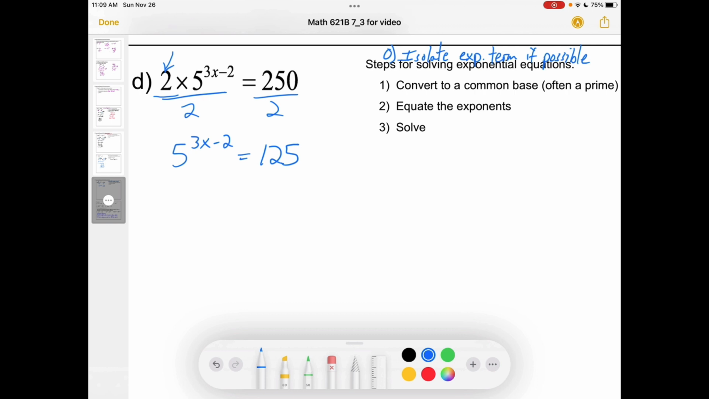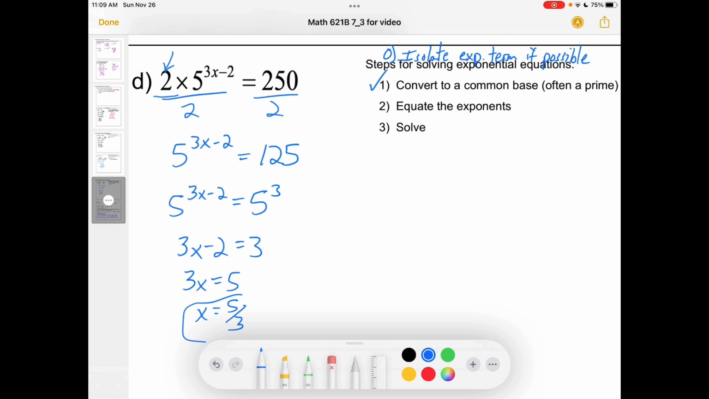So we can have a common base at this point of 5. 5 to the 3x minus 2. 125 can just be written as 5 to the 3. Great, we've converted to a common base now. Everything's all cleaned up. All we have to do is drop the bases. So we get 3x minus 2 equals 3. Or 3x equals 5. Or x equals 5/3. And there we go. We're done.